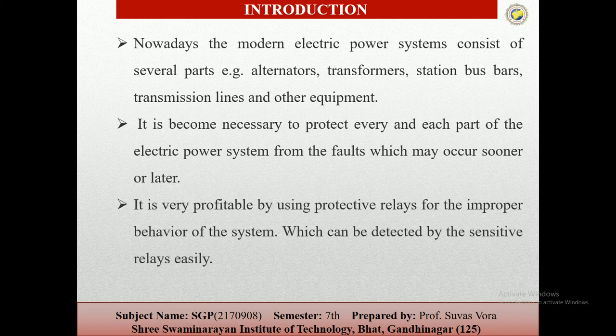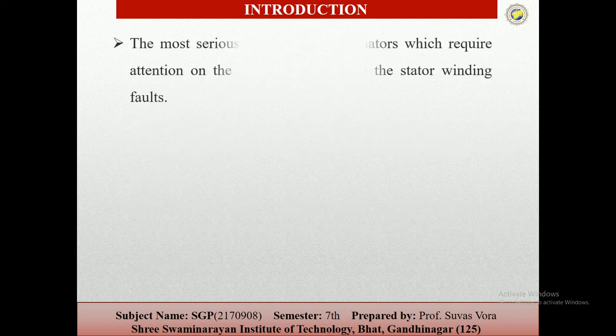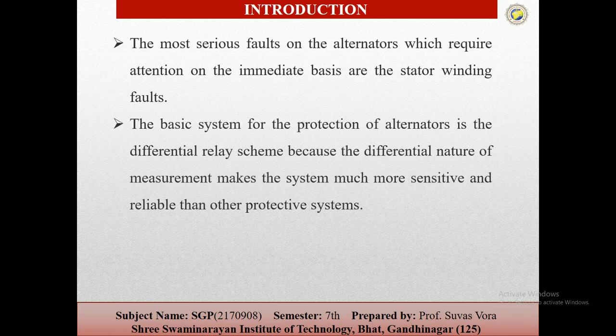So it is very profitable to use a protective relay, because improper behavior of the system can be detected easily by sensing the relay. The most serious fault on the alternator, which requires immediate attention, is the stator winding fault. The basic system for protection of the alternator is the differential relay scheme. Because of the differential nature of measurement, it makes the system much more sensitive and reliable than other protective systems.